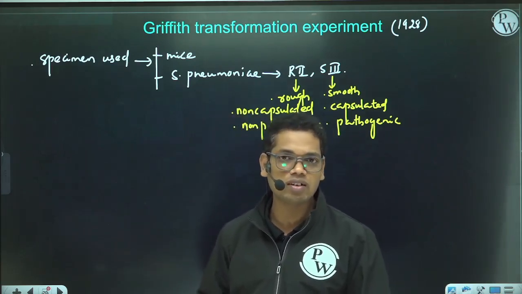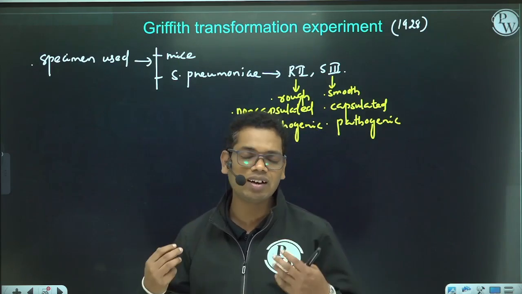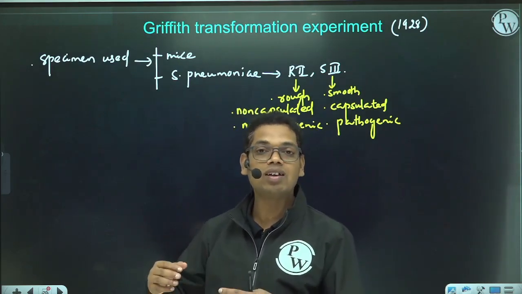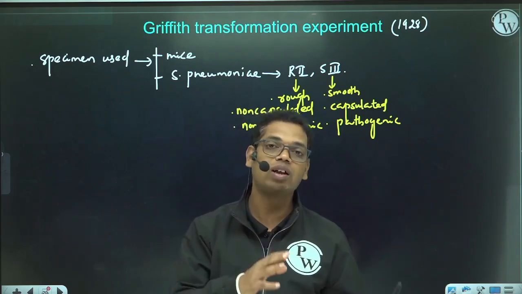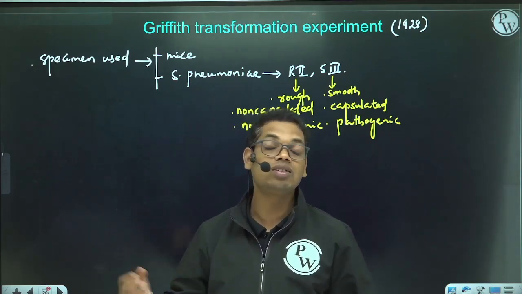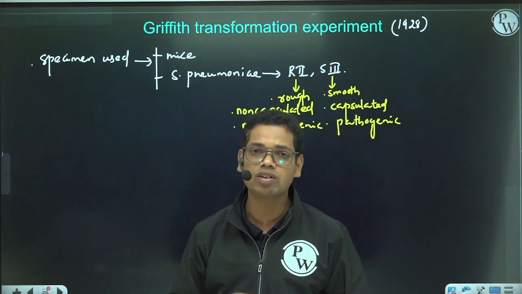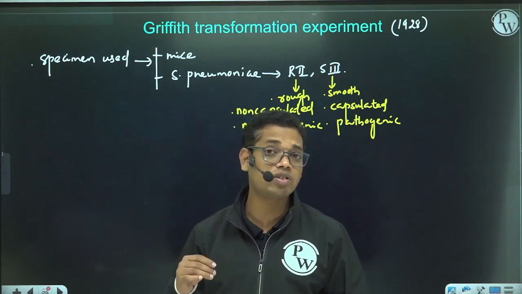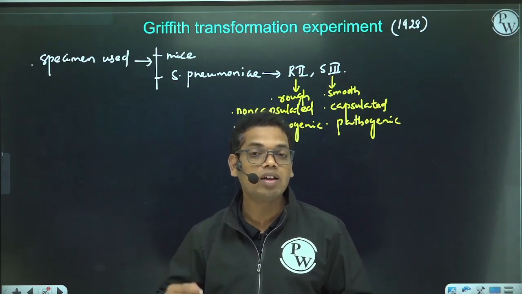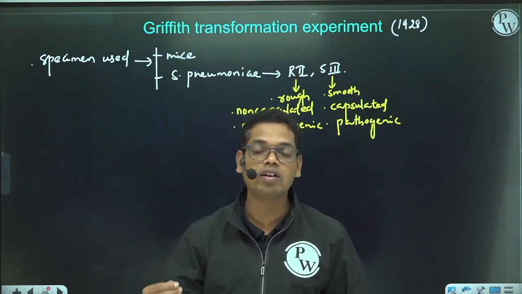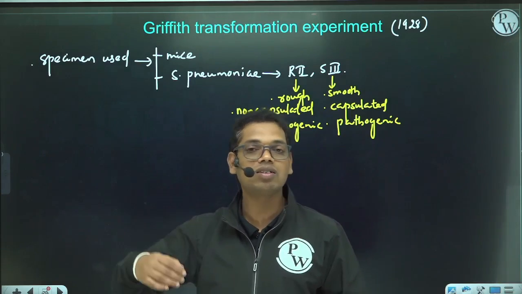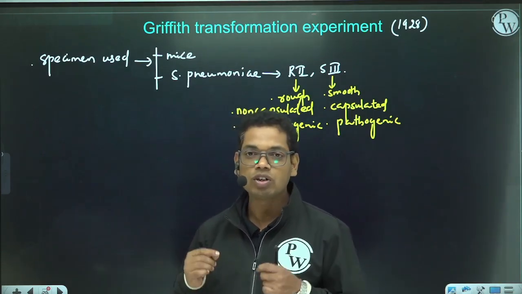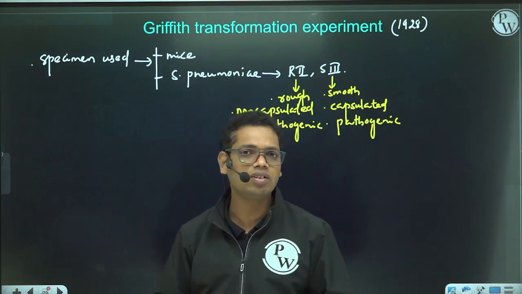So the first scientist who did a wonderful experiment, which later on helped us to find out the chemical nature of genetic material, was Griffith. Griffith never said that the genetic material is DNA, but his experiment later on helped other scientists to find out the genetic material as DNA. So what did Griffith Sir do?